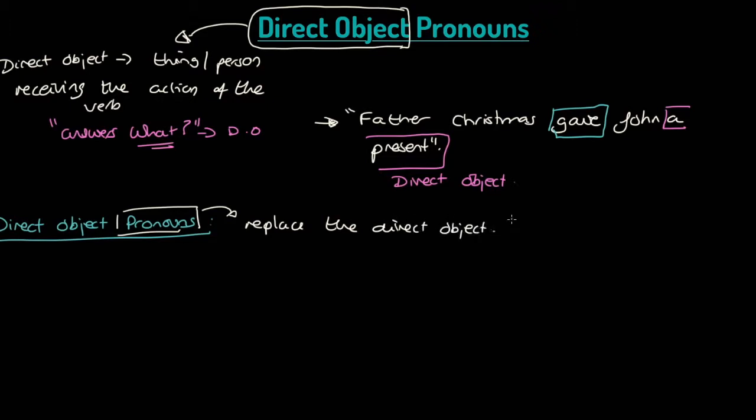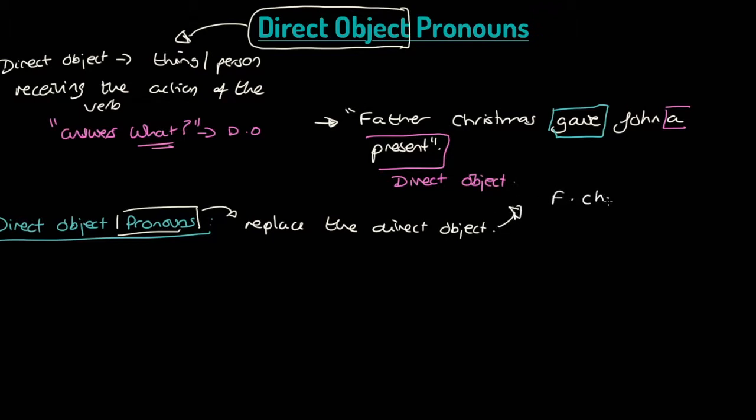So imagine John got a present for Christmas. Father Christmas gave him the present. It was a big present. I mean, the repetition of the word present is really boring, isn't it? We wouldn't say that. It doesn't sound natural. So to sound more natural, what would you say? John got a present for Christmas. Father Christmas gave him it. It, yeah? He gave him it. It was big. It was exciting. So my it here replaces the direct object.